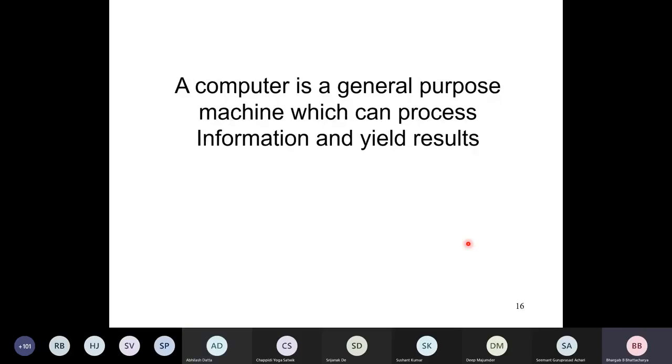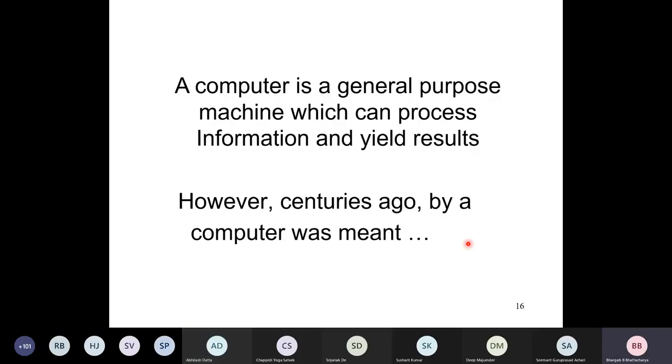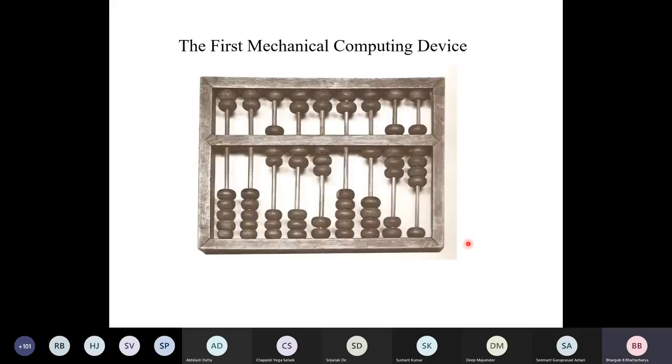Yes, sir. Okay. However, let us go through the history of computer evolution a little bit, so that you can appreciate the gradual growth of the complexities. Centuries ago, by a computer was meant this kind of device. So essentially by computation, we mean arithmetic computation, right? Addition, subtraction, multiplication, and division. Those are the basic components of computation.